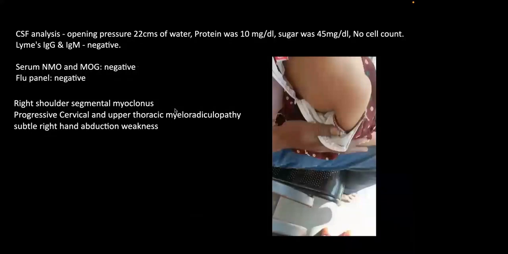Yeah, this was the video. So the labs had ruled these out. CSF analysis was normal. NMO and MOG were sent for demyelination, which were negative. The child was started on IV methylprednisolone pulse course for 3 days, followed by maintenance for 2 months on a tapering schedule. Sir, can you play this video?